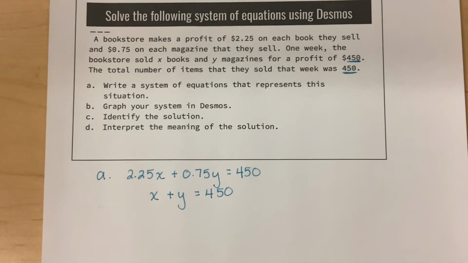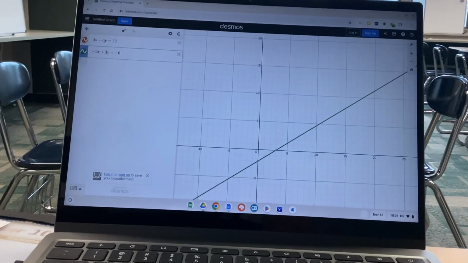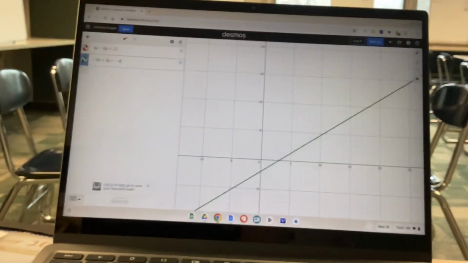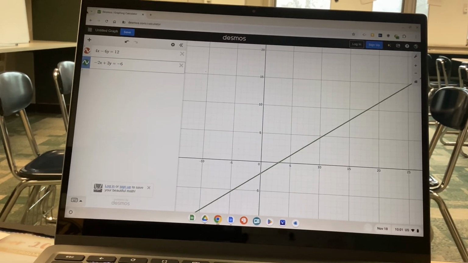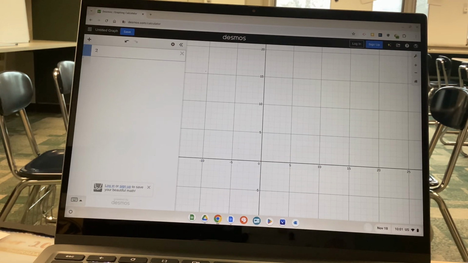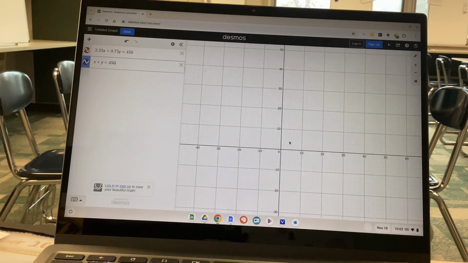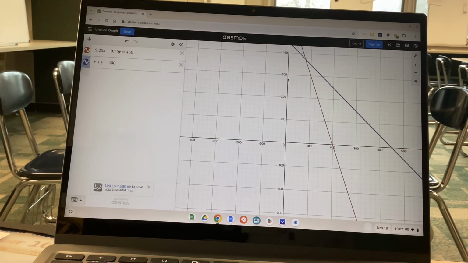So let's flip on over to Desmos, and I'll refocus the camera. Okay, and let's delete what we have in here and put our new system in. So I have 2.25x plus 0.75y equals 450. My second equation is x plus y equals 450. All right, now if you look at the screen, we see nothing. So we're going to have to zoom out until we find our system. And there is the intersection right here.